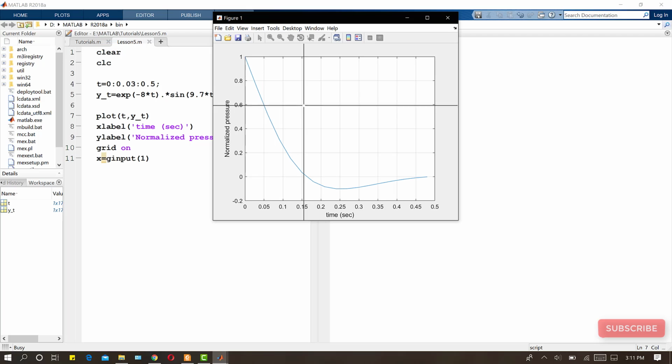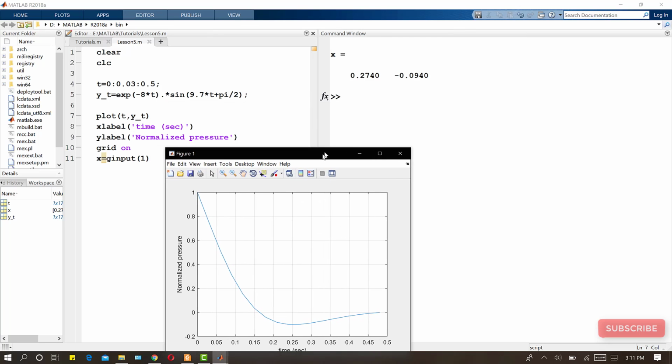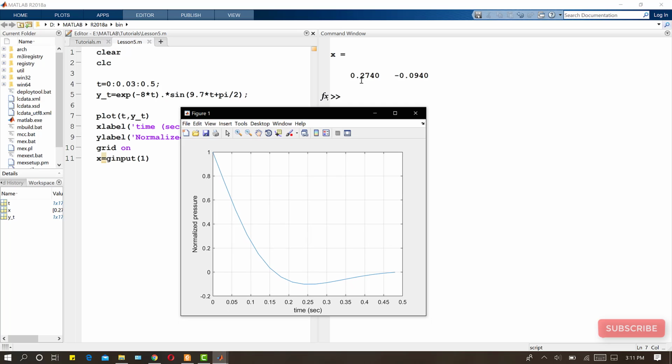now you see that here is a cursor. If I want to know the value between 0.25 and 0.3, I need to click somewhere near the graph between 0.25 and 0.3 second time. So if I click here, now we see that MATLAB says that at t is equal to 0.2740, the pressure difference is minus 0.0940. So this is the function of ginput.